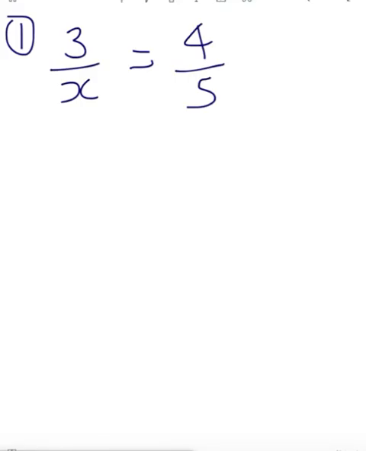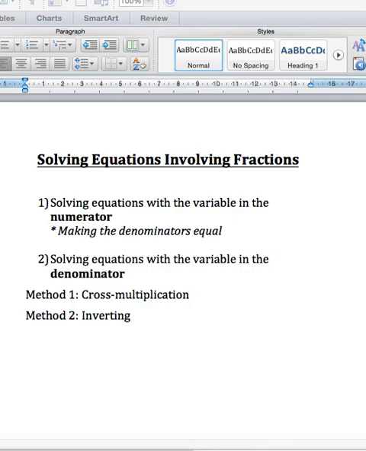Okay, if we have a look at this question here, we can see that the x is in the denominator. So it looks different, and you might think, okay, what do I do with this? Now, there's two ways of approaching this, and I'll type them up. So the two methods we can use are cross multiplication, and we've already used this before without realizing it, and method 2 is inverting. So let's try method 1.